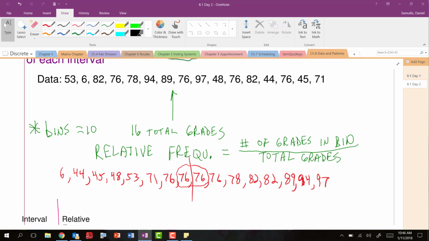What you have to do for a relative frequency table is get the relative frequency of each bin. And what is relative? Relative to all the others. So that's what relative means. Relative to all the others, what does this bin represent? That's found by the number of grades in that particular bin divided by the total grades. Then we'll turn that into a decimal.